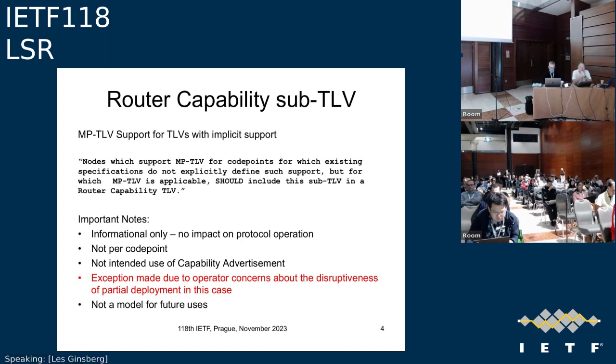This is an unusual use of a router capability advertisement. Router capability is really meant to advertise things that the routing protocol itself makes use of in its operation. This is really informational only for the benefit of operators. And we put this in to ease some concerns that when you have partial deployment and people send multiple TLVs for a given object, and not all the implementations support it, there are concerns about how disruptive this could be. So we put this in, but again, it's informational only, and we definitely do not want this to be used as a model for the introduction of new capabilities.